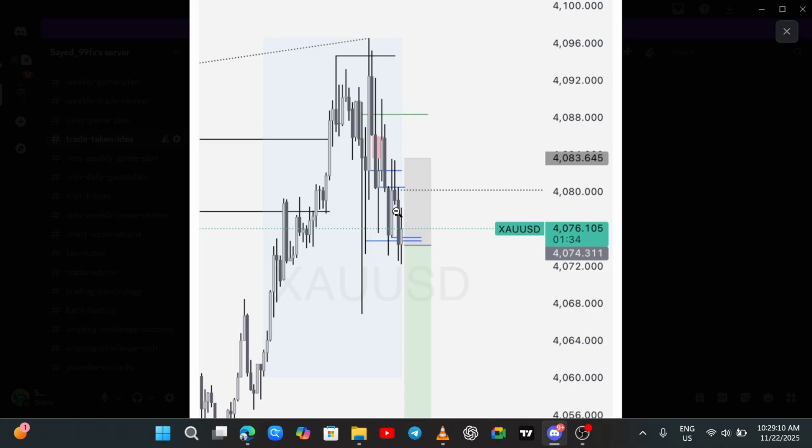Then what did 9 a.m. do? This candle prior to the 9 a.m. retested the order block. See the fair value gap and the order block, and 9 a.m.